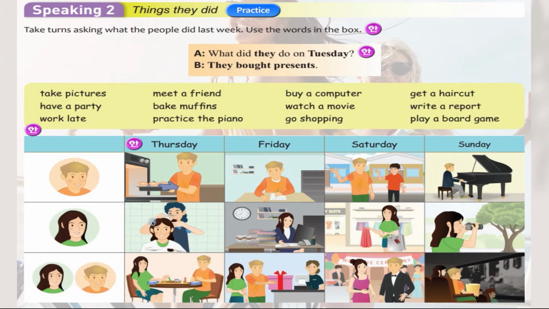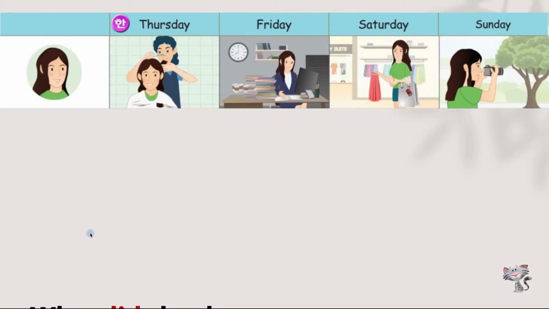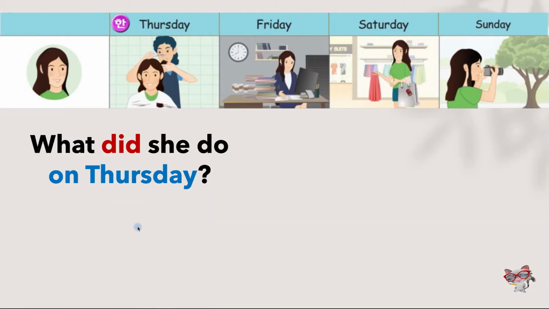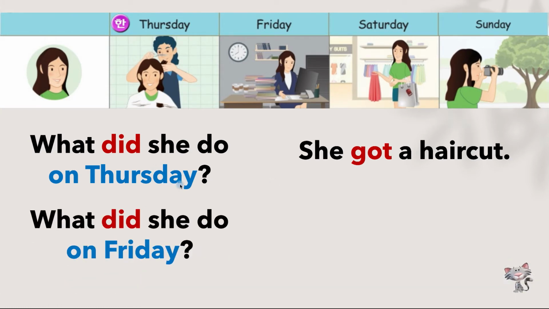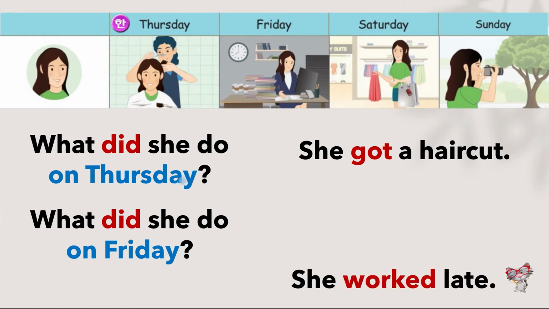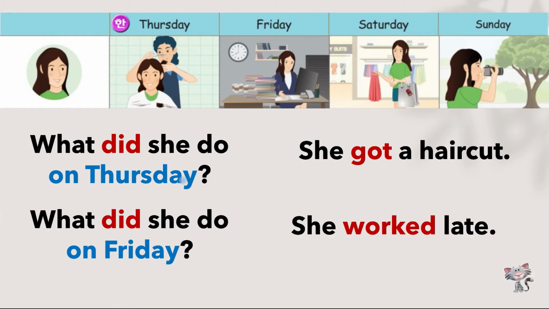And then, let's look at the lady. What did she do on Thursday? She went to the hair salon and got a haircut. Yeah, she got a haircut. What did she do on Friday? She worked hard. Oh, close. She worked late. Oh, yeah, look at the clock. 8 in the evening. She still works.